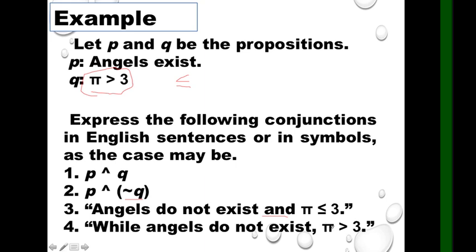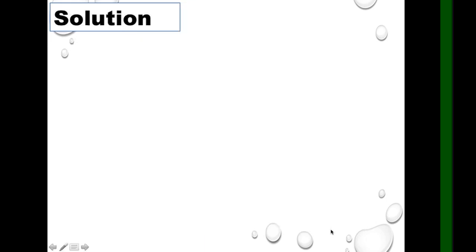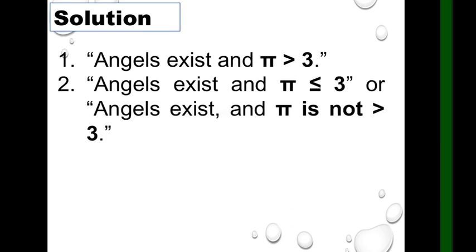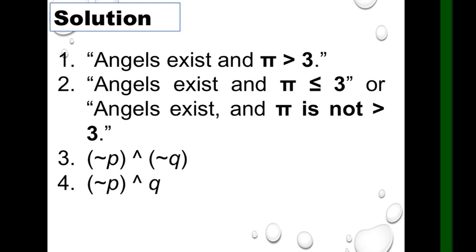Okay, so let's see. For number 1, angels exist and pi is greater than 3. Number 2, angels exist and pi is less than or equal to 3. Or angels exist and pi is not greater than 3. So we can also use is not. For number 3, we have not P conjuncts not Q. So we were right earlier. And 4, not P conjuncts Q. We were right there too.